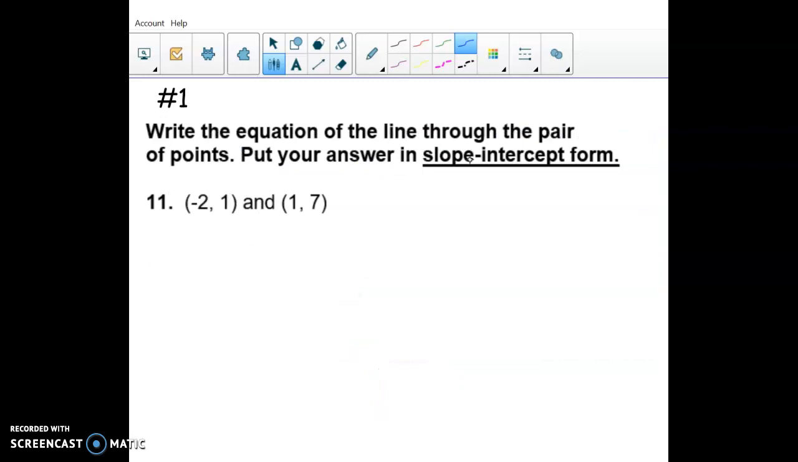Next one up there, slope-intercept form again. You'll have the equations on the test. You just have to know that this is slope-intercept. So pause the video and give this a shot.